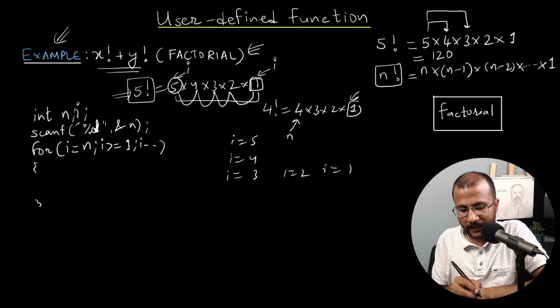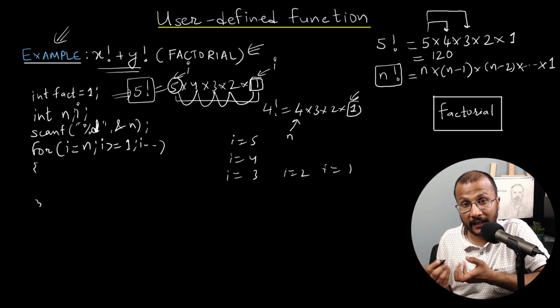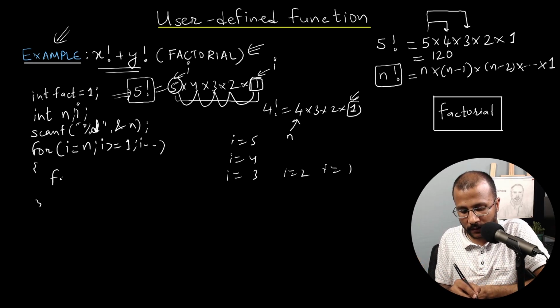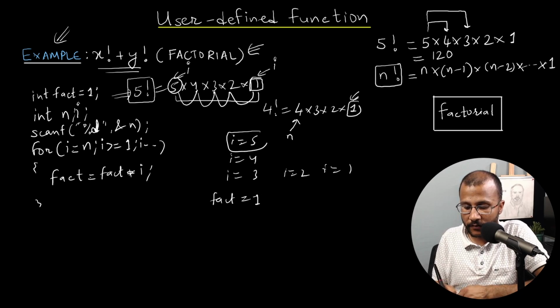Let me assume that initially there is a variable called factorial that will be my answer. Initially my factorial, fact, is equal to 1. Initially the product is 1, because I have not encountered any number as of now. As and when I encounter the number i, I'll write factorial is equal to previous factorial times i. Initially factorial is 1, and in the first iteration i is 5, so 5 will be multiplied with factorial, so factorial becomes 5 times 1 is 5.